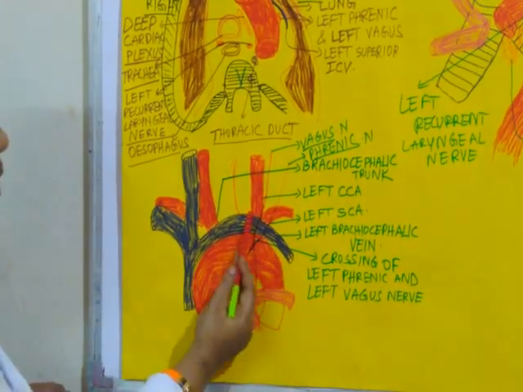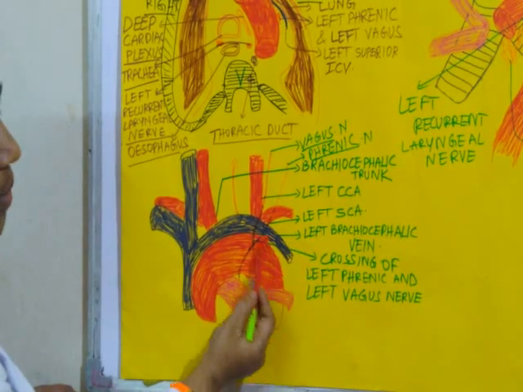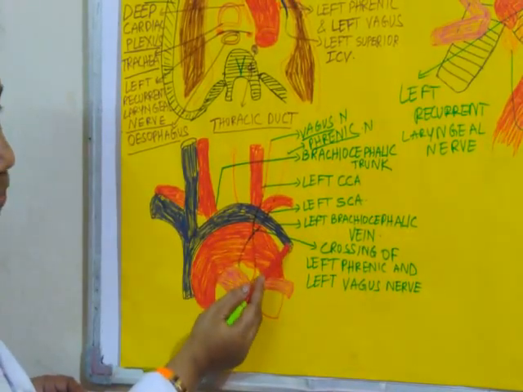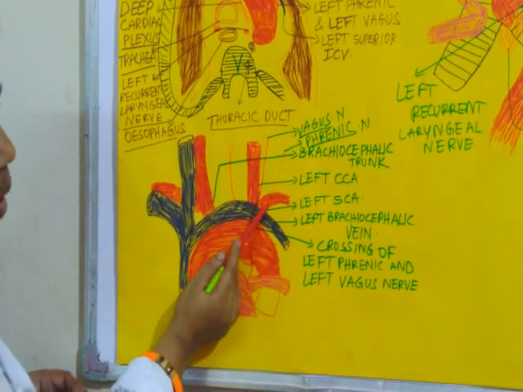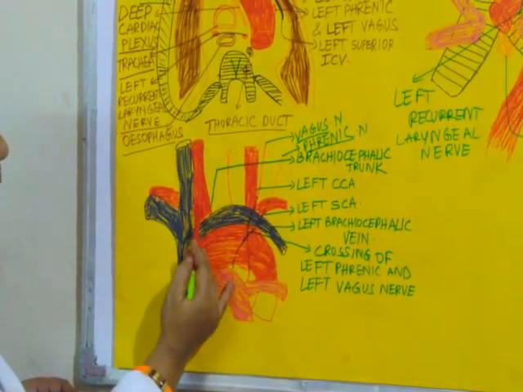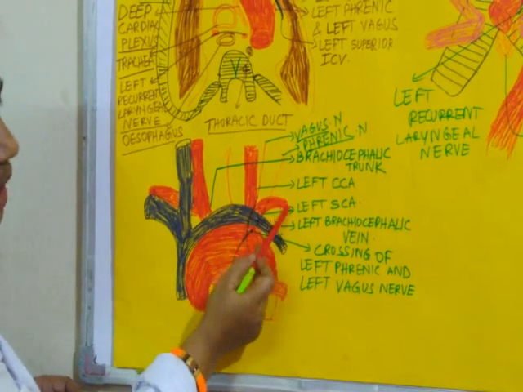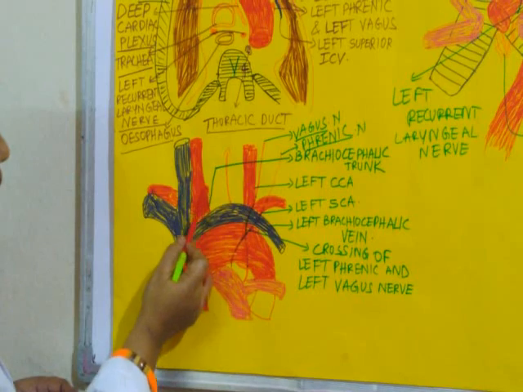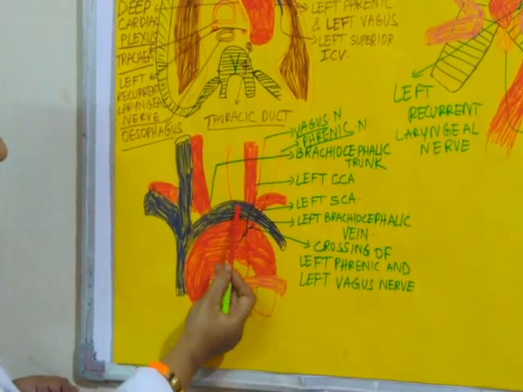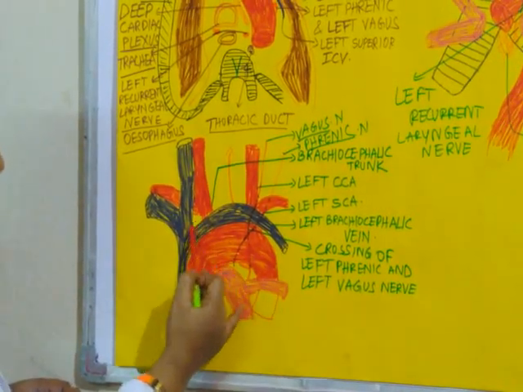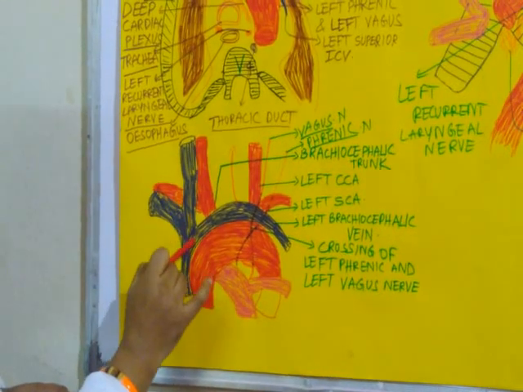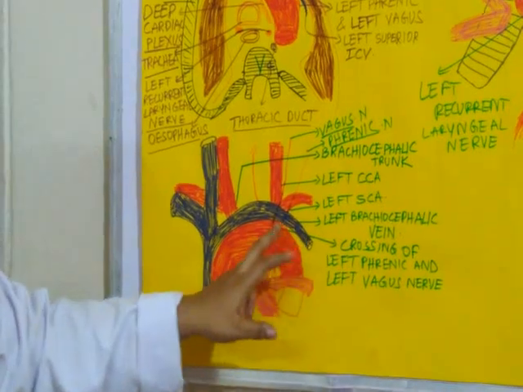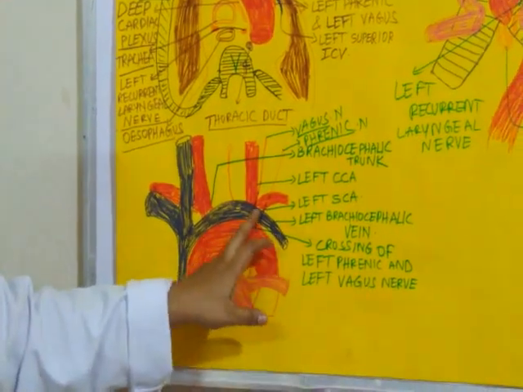So this left brachiocephalic vein, it has a long course from left side, and this left brachiocephalic vein, it crosses all the three main vessels anteriorly. It is crossing the left subclavian artery, left common carotid artery, and brachiocephalic trunk. So all the three important branches it is crossing, and then it is joining with the right brachiocephalic vein to form the superior vena cava. So this is the fourth structure.